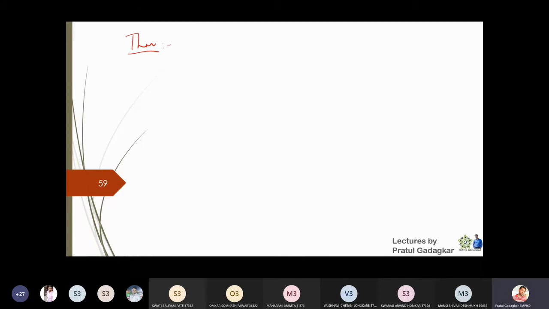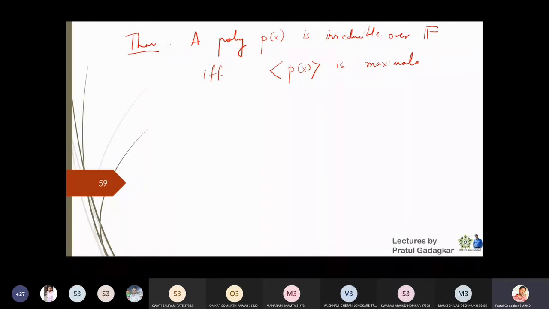The polynomial p(x) is irreducible over F if and only if the ideal generated by p(x) is maximal. Okay, so this theorem will be again a very important theorem. What is the use of this theorem? If you read it carefully, you will understand that I will take a polynomial and I will check whether it is an irreducible polynomial. We know now some criteria to check irreducible polynomials, right?